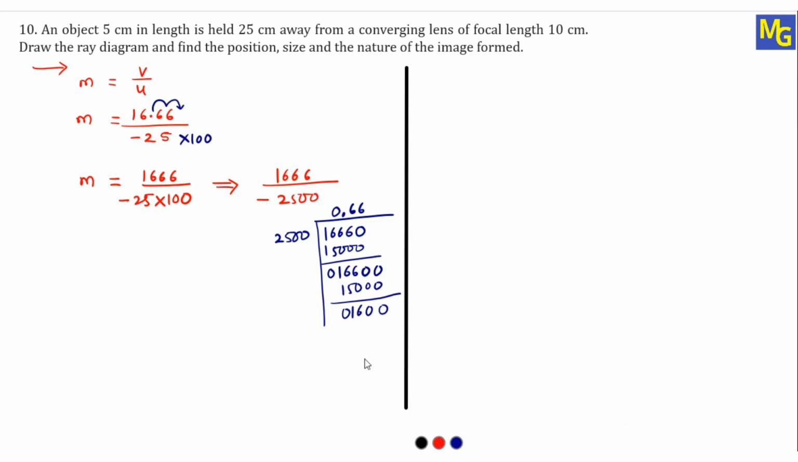So therefore I will write my answer. m is equal to minus, the negative sign we have to write, and then 0.66. So this we got here, the magnification. Now if you see here also there is a negative sign, so I can write here the negative sign.